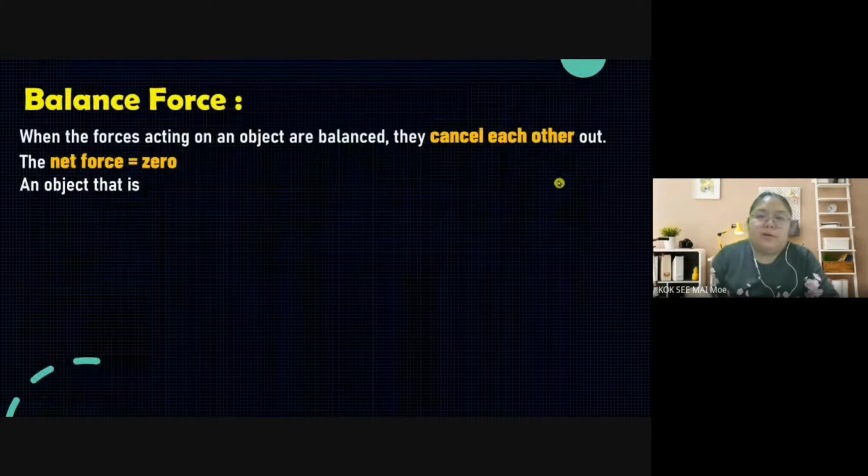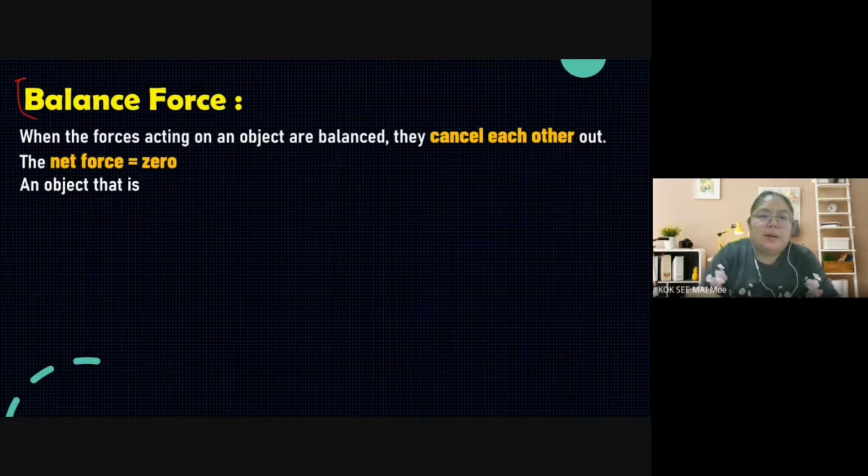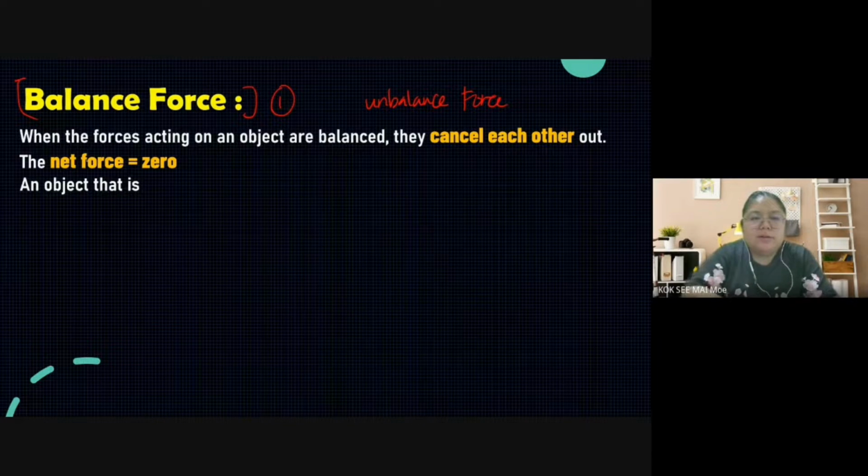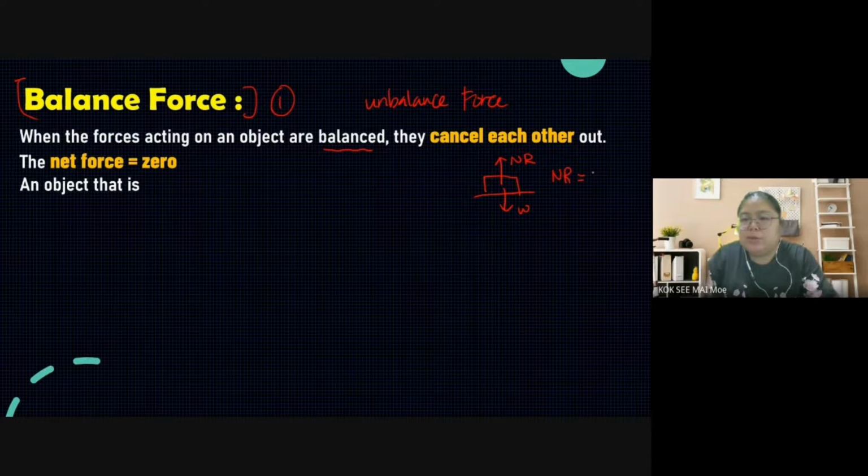Okay, balance force. We need to discuss two. One is a balance force, another one is an unbalanced force. Okay, we see what the differences are. Balance force: when the forces acting on the object are balanced, they will cancel each other out. So that means, for example, one object at rest, up is a normal reaction, down is a weight. So if I say this one is a balance force, that means normal reaction is sure to equal the weight.